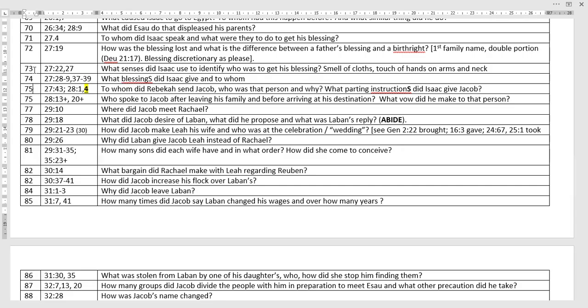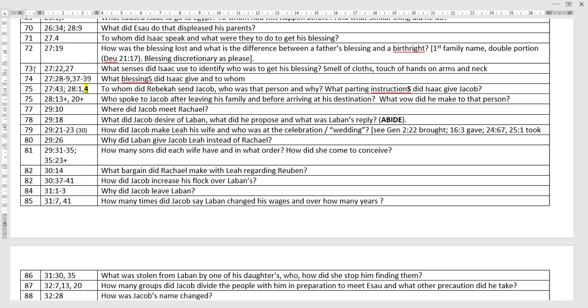Question 75. To whom did Rebekah send Jacob? Who was that person and why? So let me ask that first. She sent him to her brother Laban. Yeah, and that's who he was, her brother Laban. And why? It was to escape Esau trying to take revenge for the trickery that was played on him.